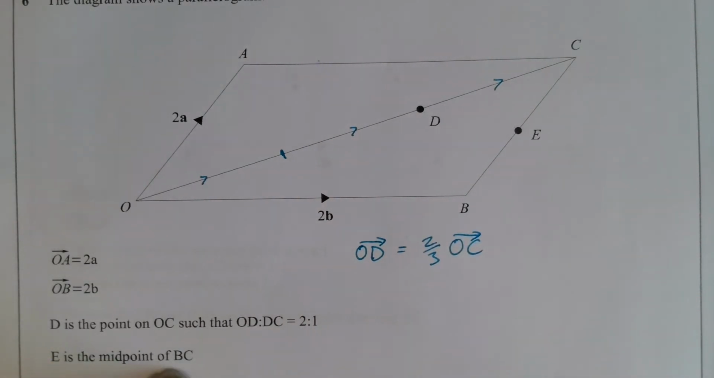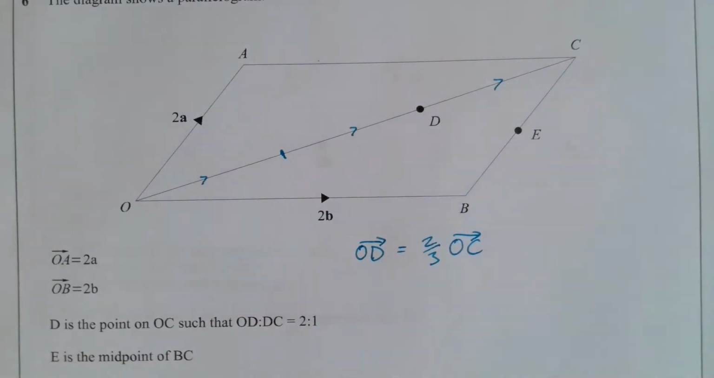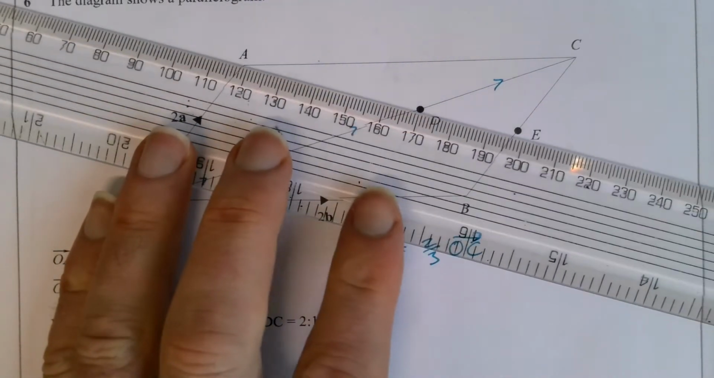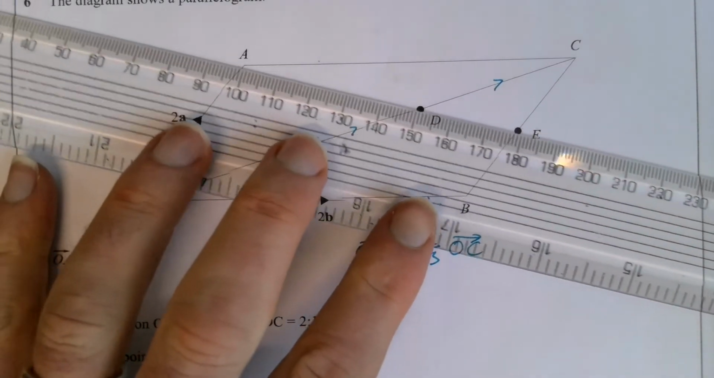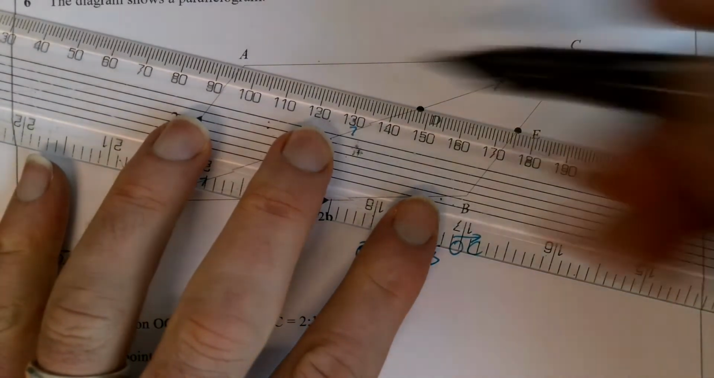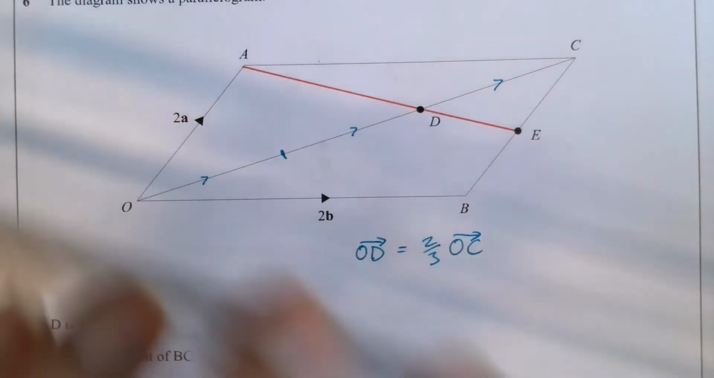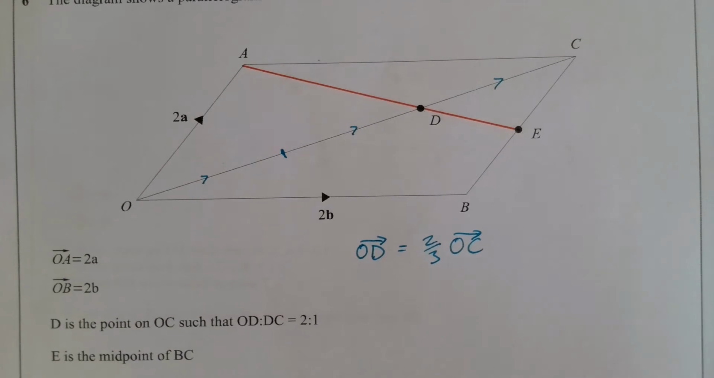E is the midpoint of BC, they've done that. And we need to show that A, D and E are on a straight line. Now it's not enough, I'm afraid, just to get a ruler and do this, but it's not a bad idea because it makes you think about what's going on. So they're lying on a straight line, and we've got to do it algebraically. We can't just do it with a ruler, so I didn't get any marks for doing that.